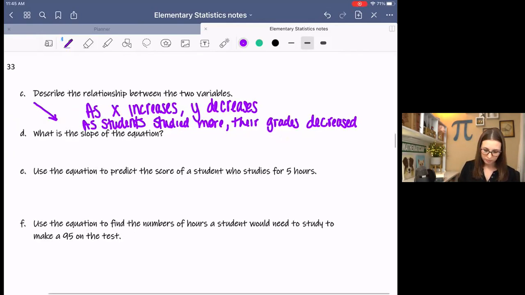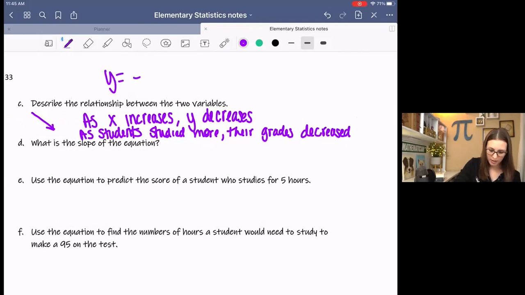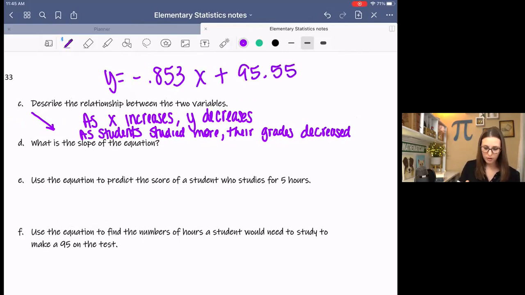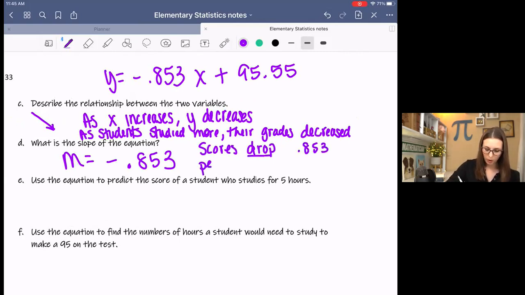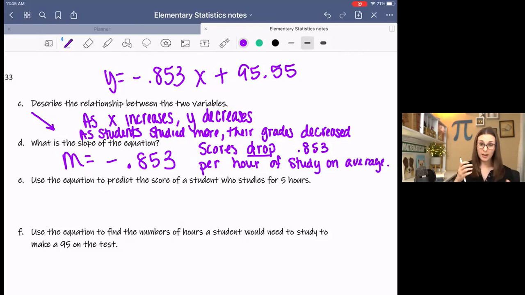The slope of this equation, if you remember, our equation was negative 0.853x plus 95.55. The slope was this negative number. And what that means is that scores drop 0.853 per hour of study on average. That negative means that they're dropping.